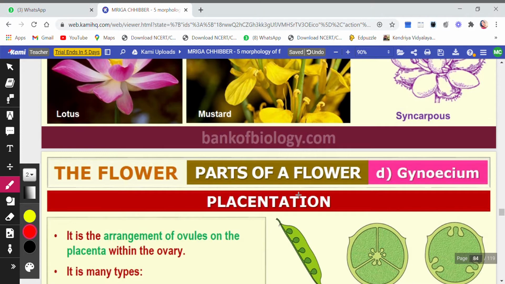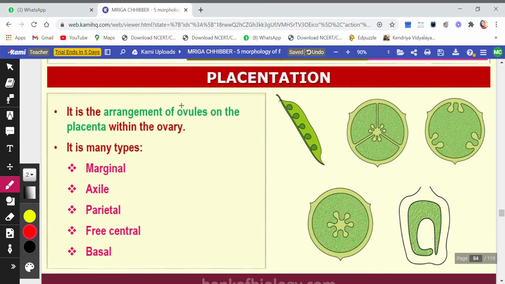Then children, we come to the next topic of gynoecium, which is called placentation. Now what is placentation? It is the arrangement of ovules on the placenta within the ovary. I just told you that ovules are attached to a cushion which is called the placenta. This line is the placenta, and these are the ovules or the seeds attached to it. Placentation means how the ovules are arranged on the placenta.